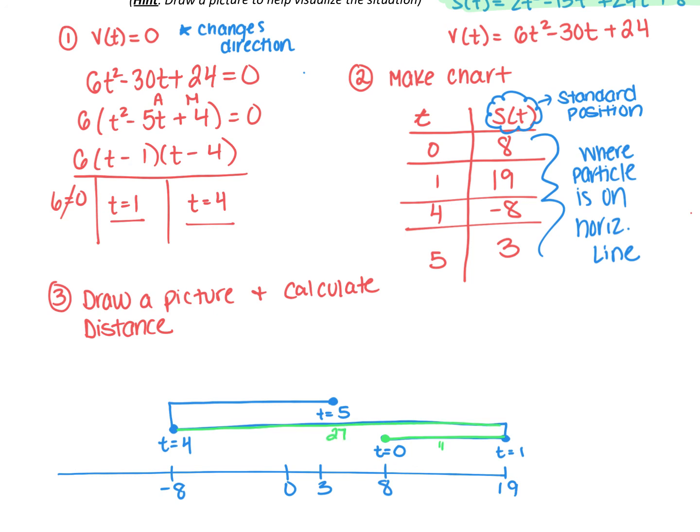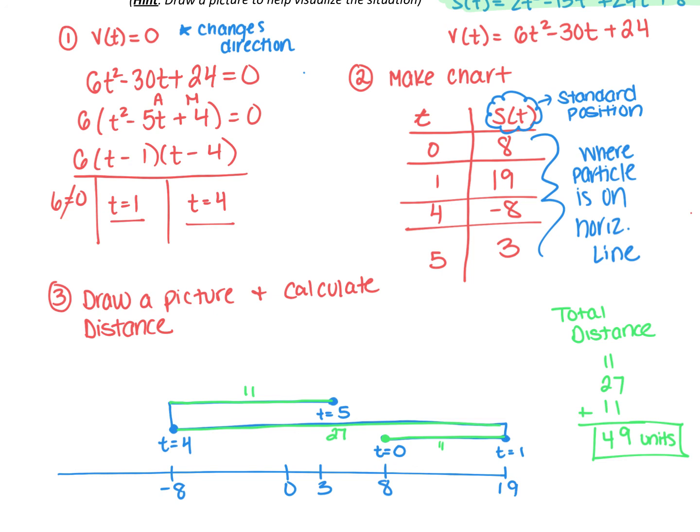And then last but not least, I'm going right again, but from -8 to 3. So -8 to 0 is 8. Add 3 more, I've got 11. So from here to here, I've traveled 11. So my total distance is going to be 11 plus 27 plus 11 more. So that is going to be 49 units for my distance.